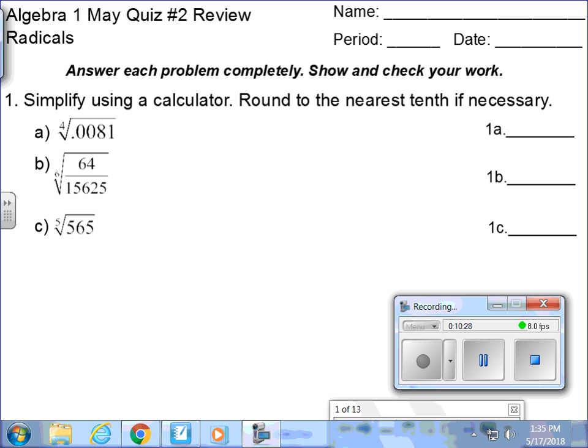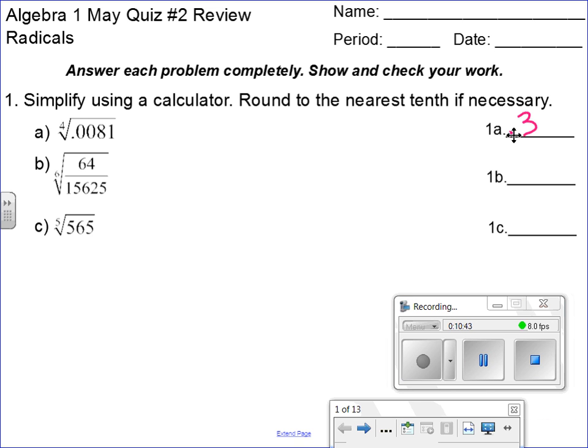All right, you just need to know where all your buttons are located. So I'm using a TI-84. I do 4 math 5 to get the fourth root. Everybody's calculator is a little different. You just have to know your calculator. I got 0.3 for part A.